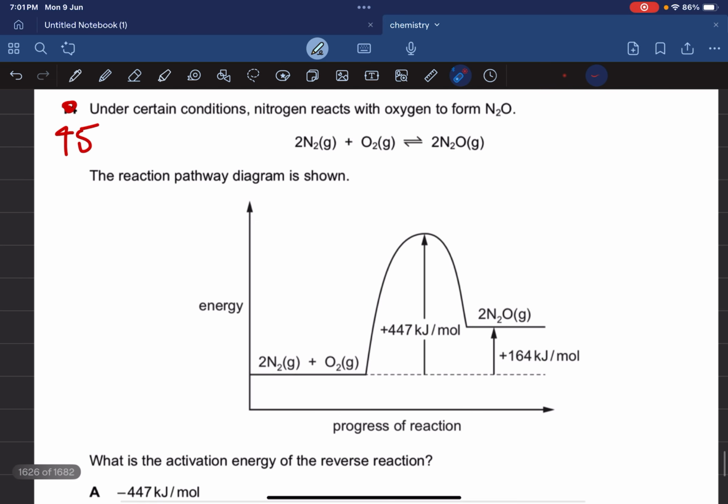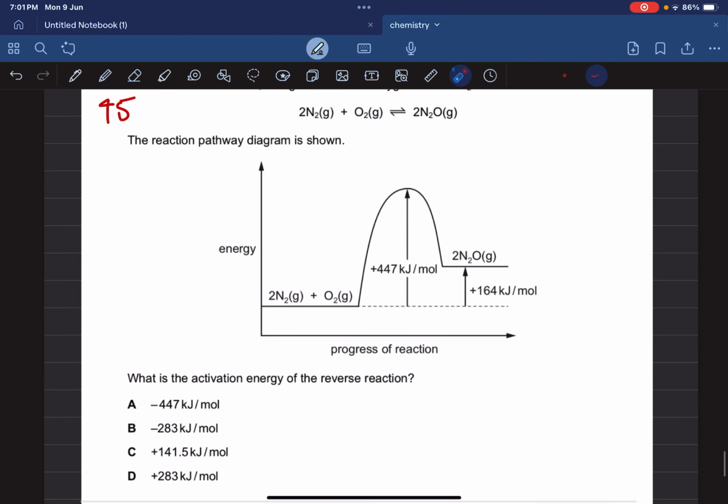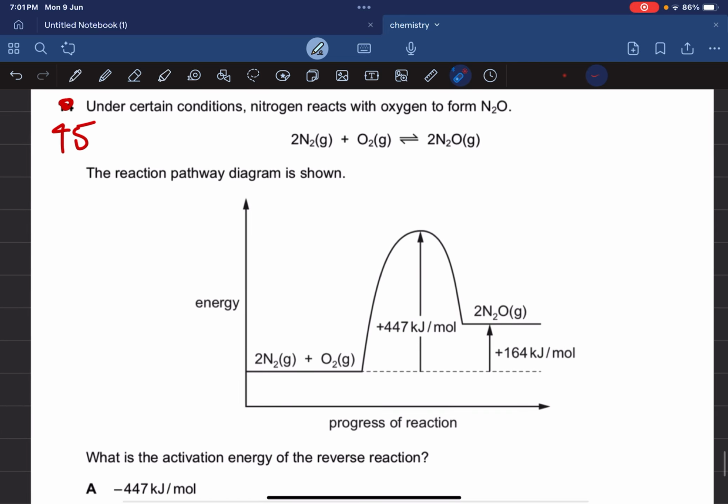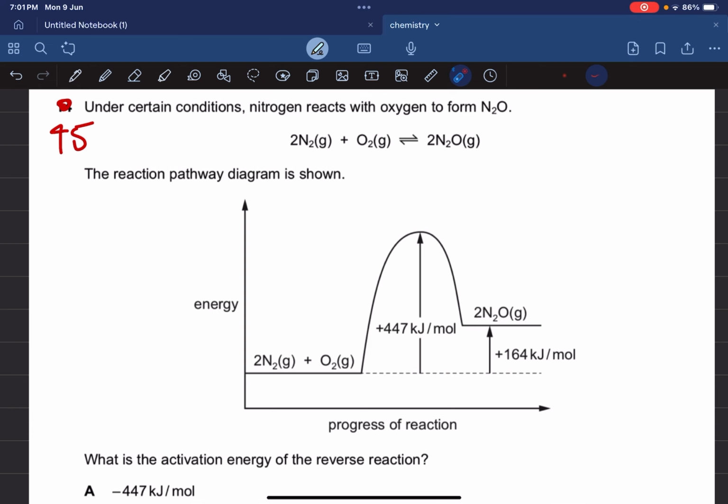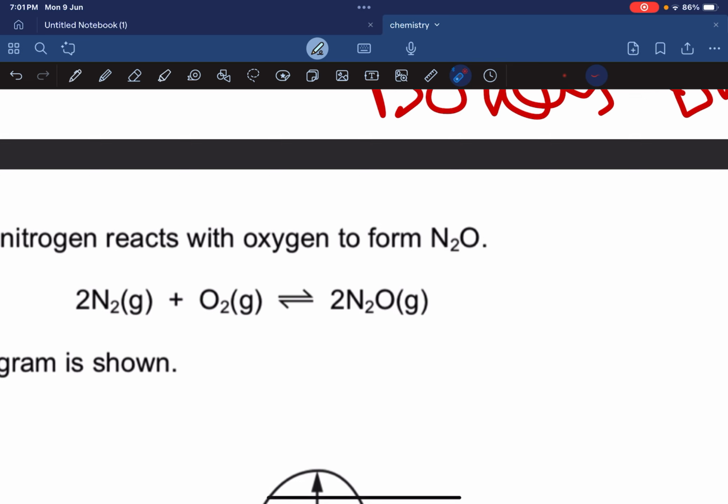Moving on to this MCQ, another of my favorite MCQs. Under certain conditions, nitrogen reacts with oxygen to form nitrogen oxide. Why is it not nitrogen dioxide? Dioxide is when you have two oxygens. Over here you have two nitrogens.